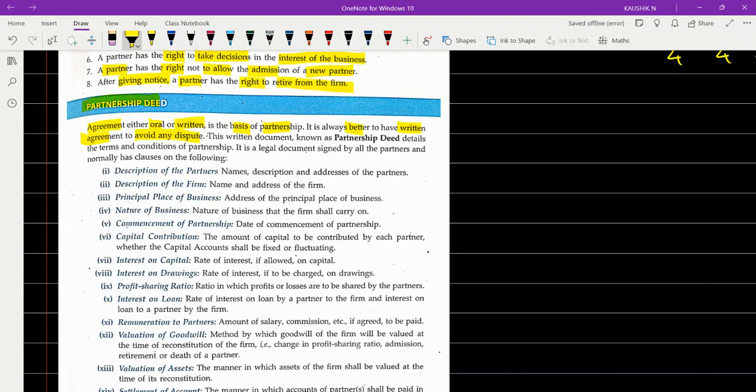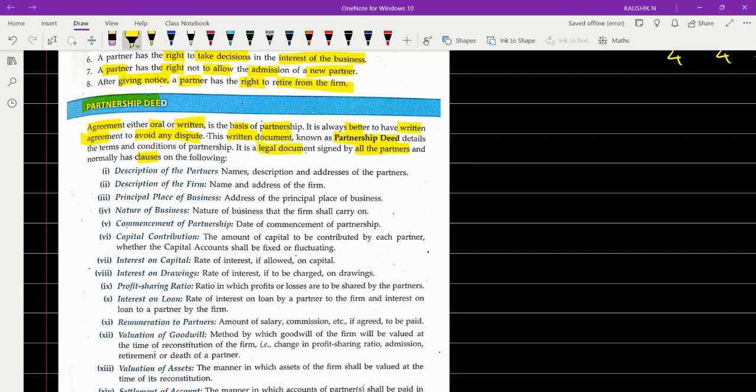So partnership deed is basically a written agreement, okay, and moreover it can also be oral, but we always go with the preference of writing. So writing is always better. Thus, the written agreement or document which we know as the partnership deed, with the details and the terms and conditions of the partnership, is a legal document signed by all the partners, and normally it has clauses on the following. So it has some subdivisions. Clauses are nothing but separate subdivisions.